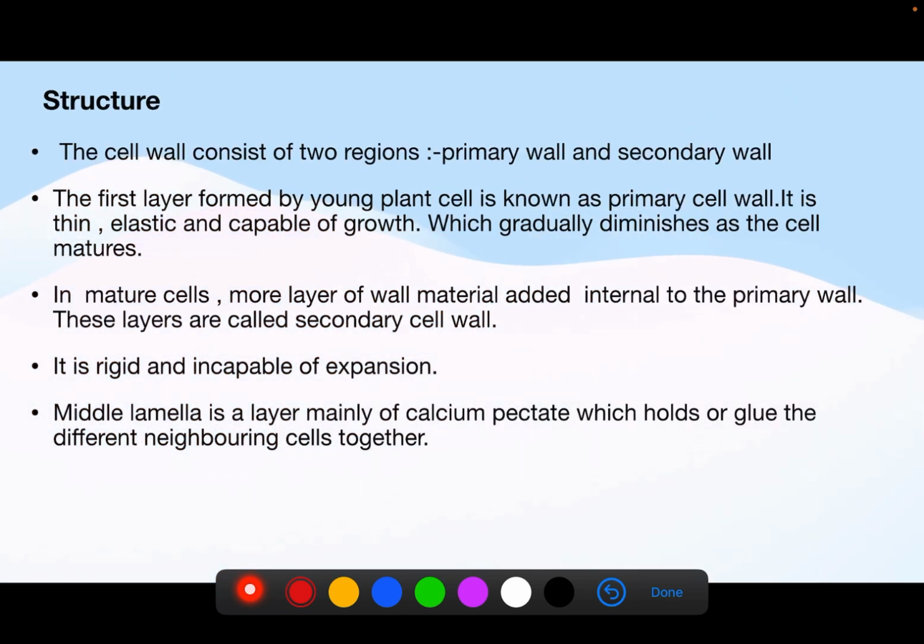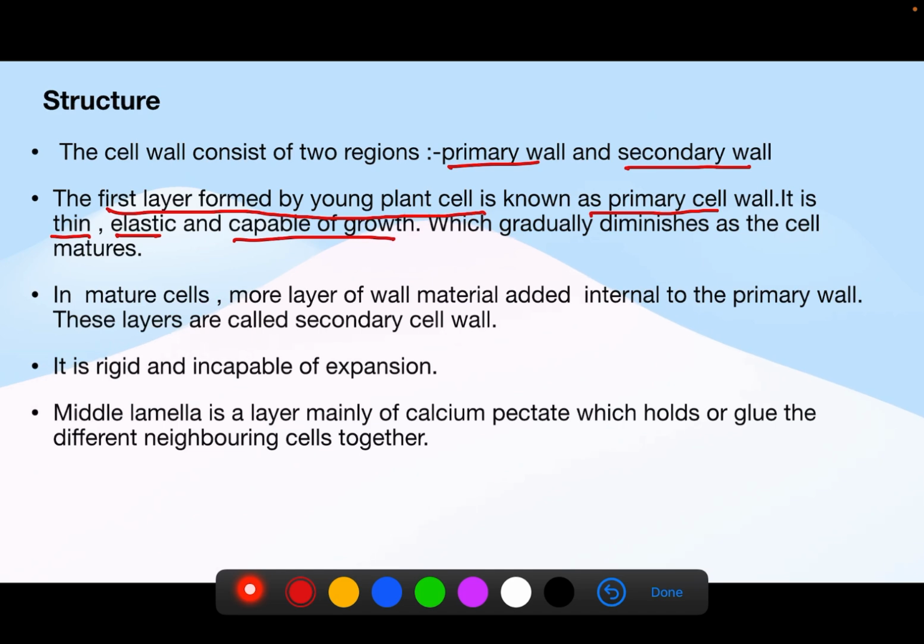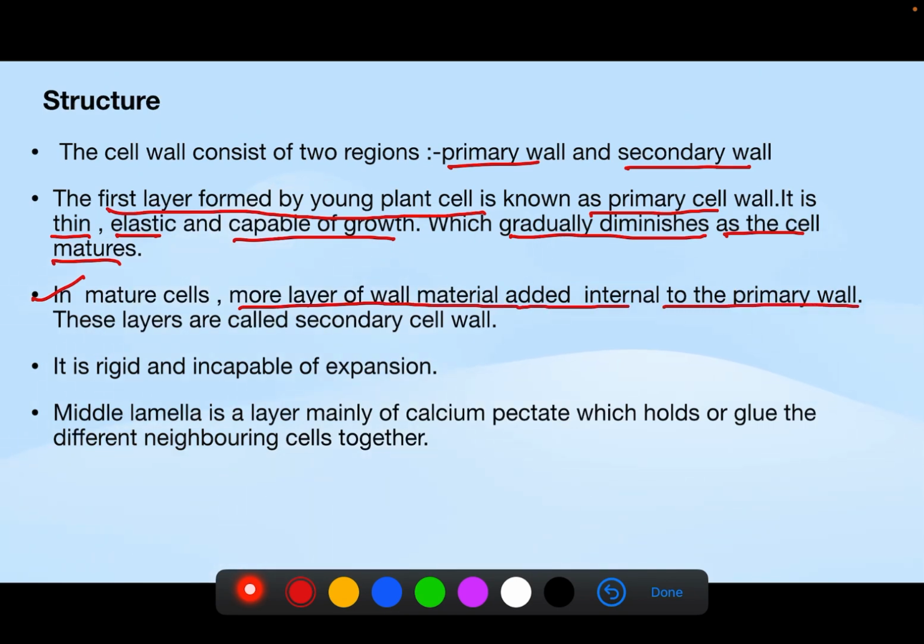So let's study the structure of the cell wall. The cell wall consists of two regions, the primary wall and the secondary wall. The first layer formed by the young plant cell is known as the primary cell wall. It is thin, elastic, and capable of growth, which gradually diminishes as the cell matures. Now, in mature cells, more layers of wall material are added to the interior of the primary wall. These layers are called the secondary cell wall.